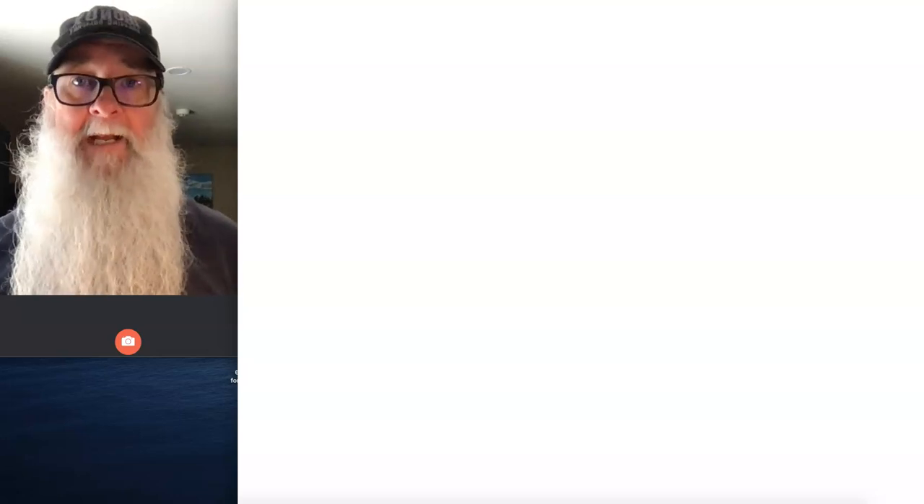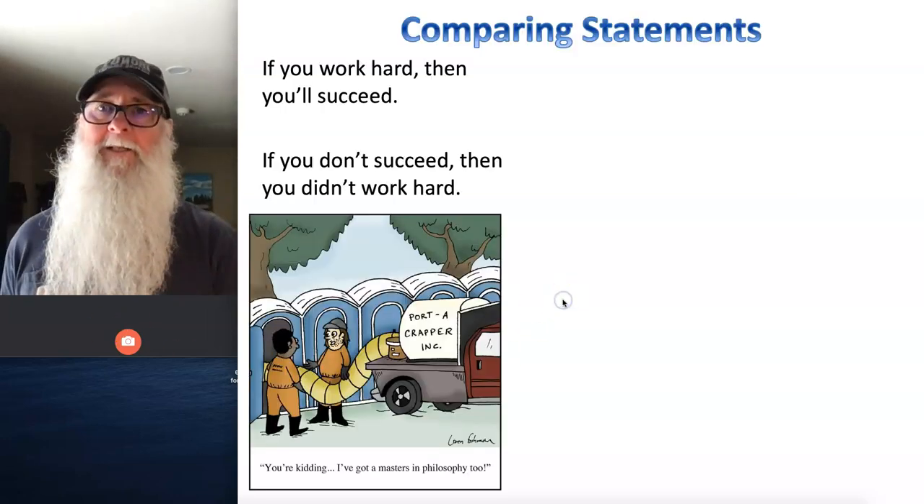We can use truth tables not only to classify or categorize statements, but also to compare statements. When we compare statements, what we're looking to reveal are logical relationships that may or may not exist among all of the statements in some group of statements. Okay, so take these two statements.